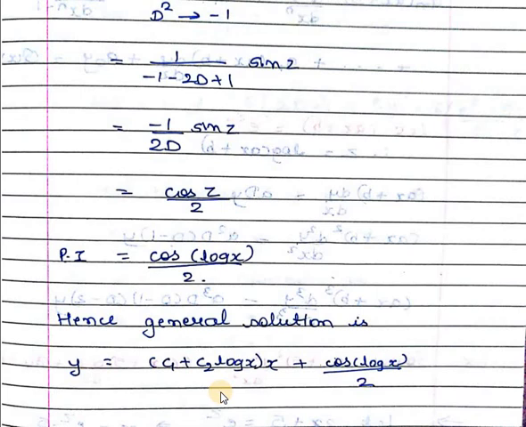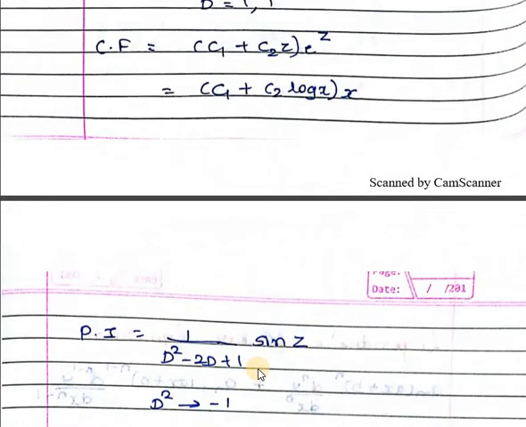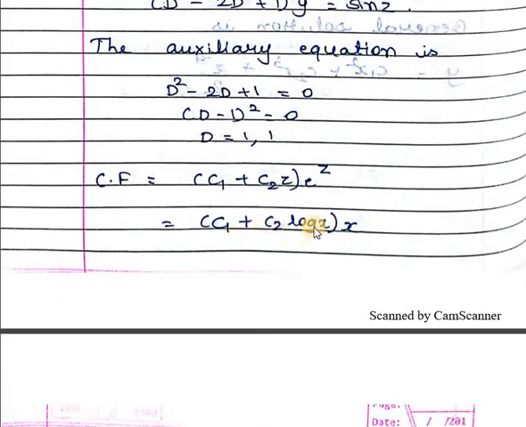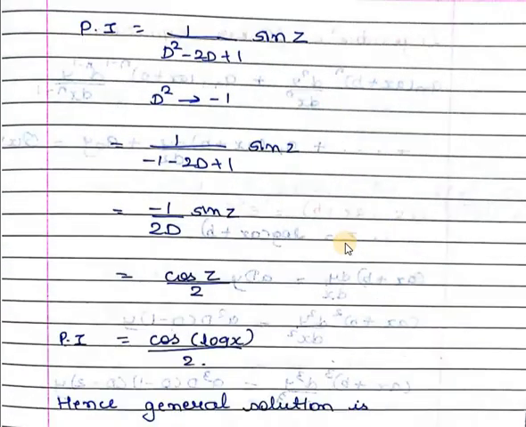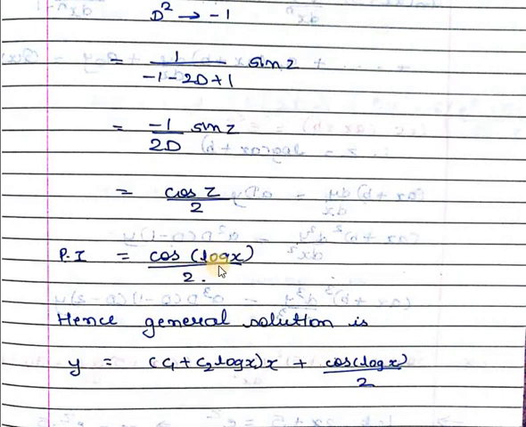So the general solution is given by y equal to yc plus yp. What is yc? It is c1 plus c2 log x into x, and what is yp? It is cos log x divided by 2. So this is our final answer.